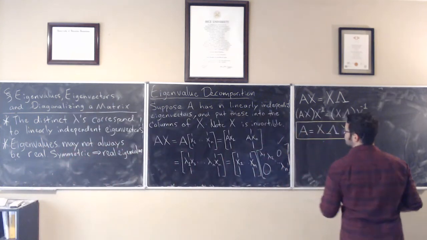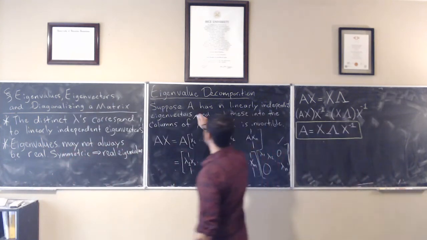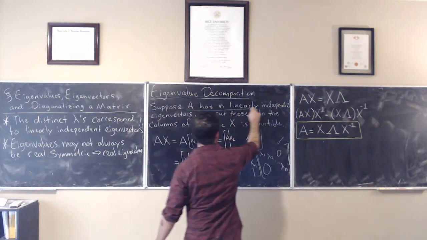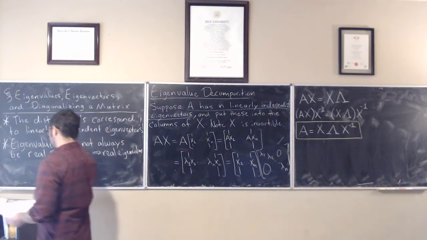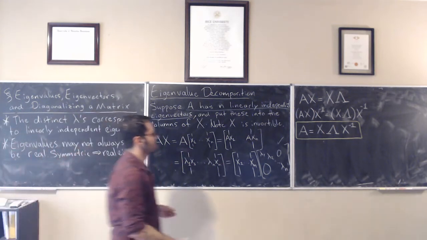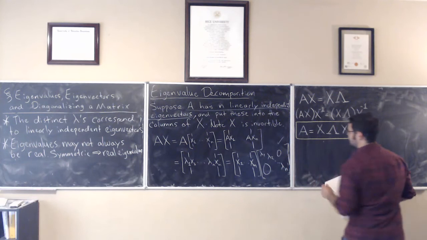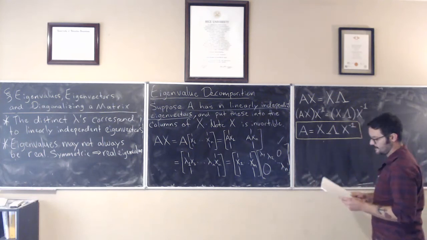When can we do this? Well, A has to have n linearly independent eigenvectors. If that's the case, then we can always factor A.